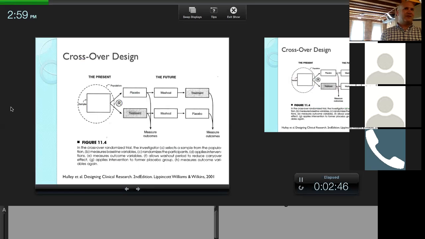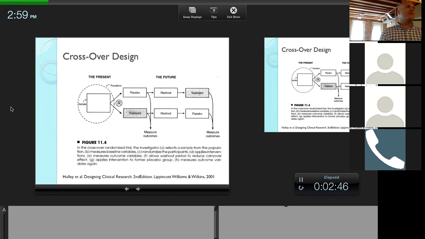Make sense? What kind of treatments would this not be appropriate for? To make a long-term effect. Exactly that. Any treatment that's going to have a lasting effect isn't going to be suitable for a crossover study, because when you have your washout period, you're not expecting people to return back to baseline.